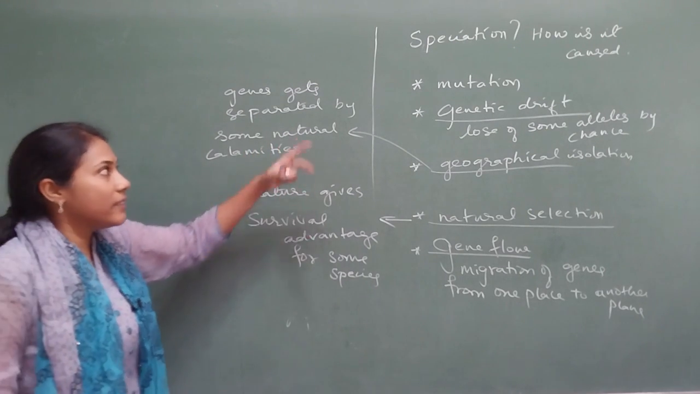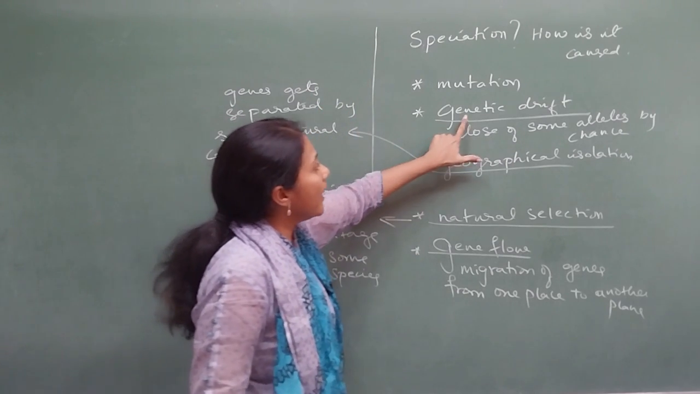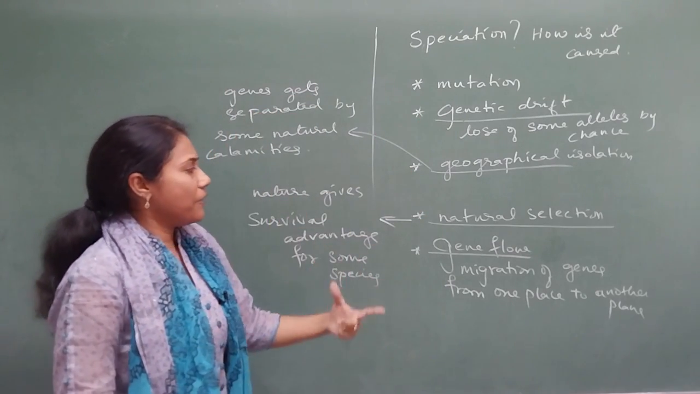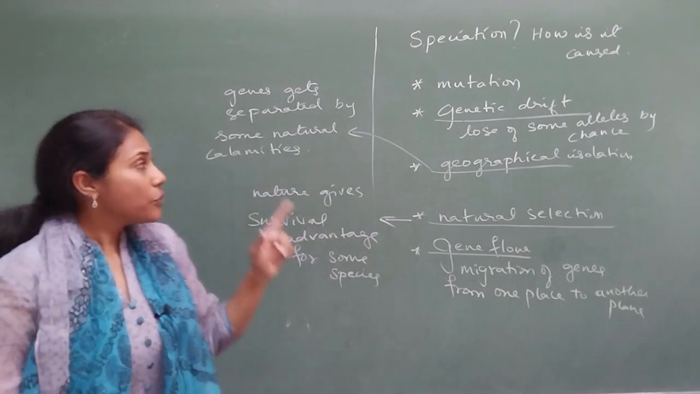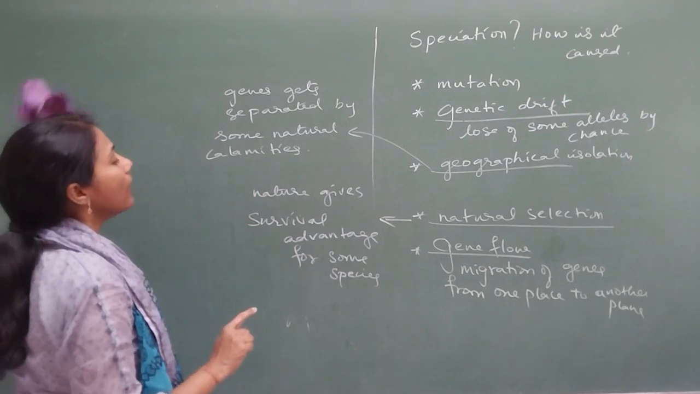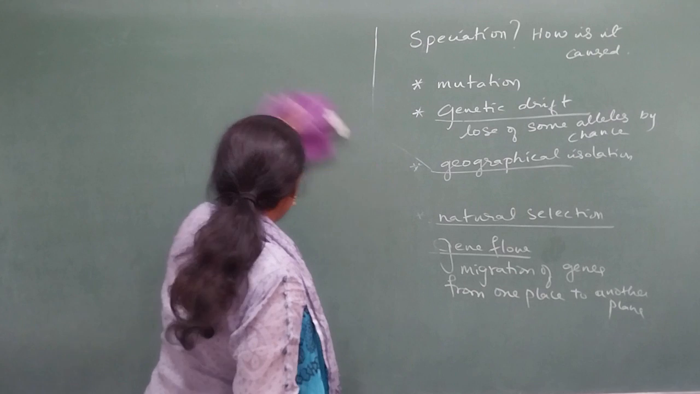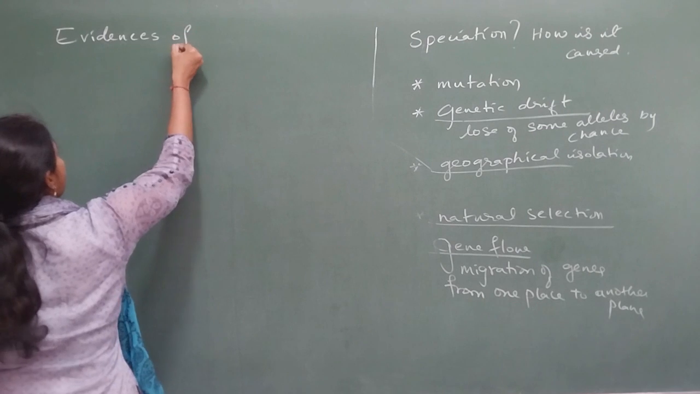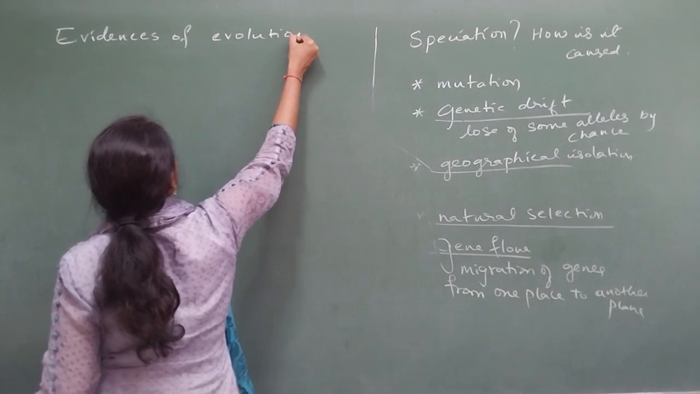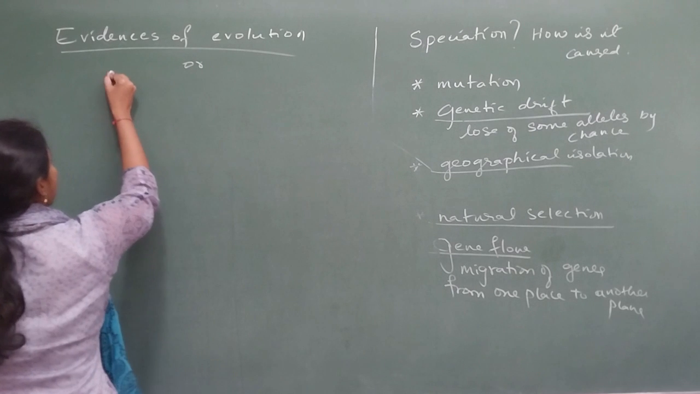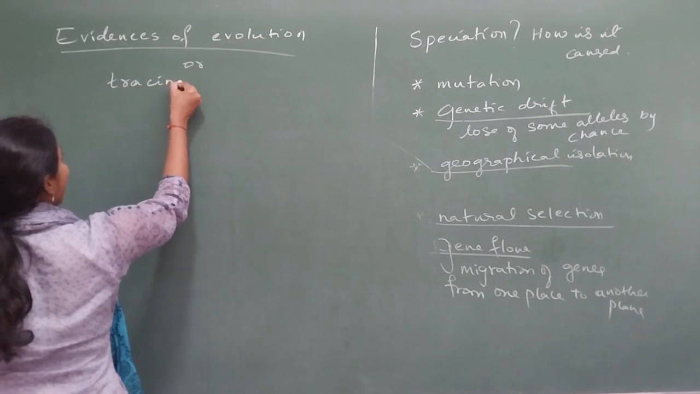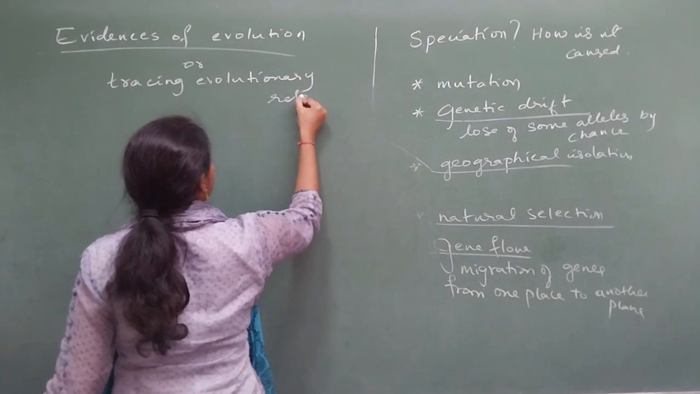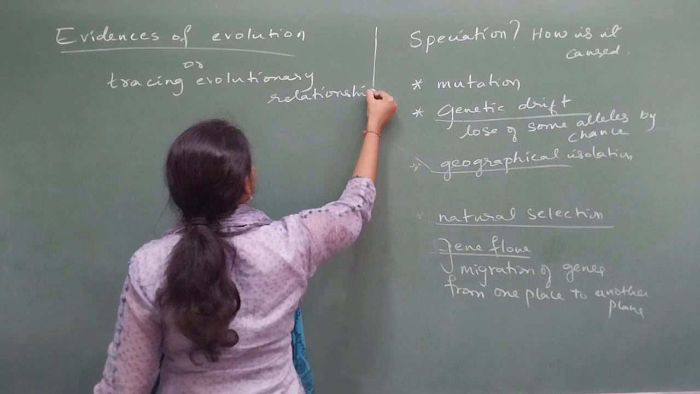So this is how, if the same question is asked for 4 marks, you have to elaborate. There are definitions you have to write, so you can make use of these definitions to write it in a simple way. This is one important question for the SSLC board, and the next question is evidences of evolution, or mention tracing evolutionary relationships. This also can be asked.